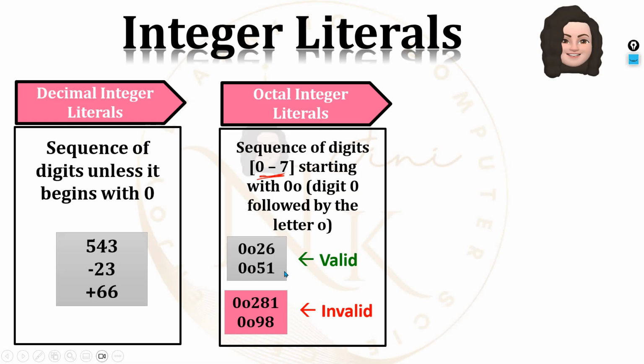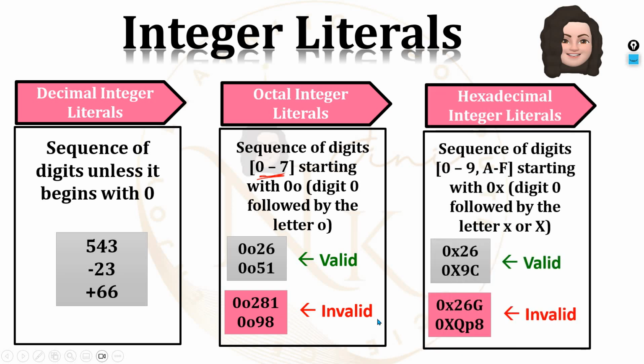0o51. Now look at this one, 0o281. This is invalid. Why is it invalid? Because octal digits should be between 0 and 7. Here we have 8, hence it is invalid. Similarly 0o98. 9 and 8 are not valid digits in the octal system, so it is not valid, right?